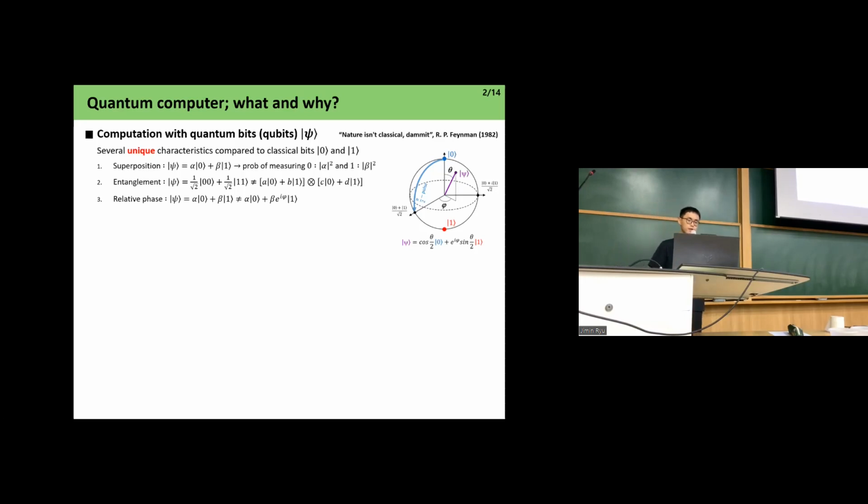The third characteristic is relative phase. If you change the phase of one of the amplitudes, for instance giving beta a complex phase, then even though the probability, the square of beta, is conserved, the qubit's characteristics are different. Even though the probability is the same, the qubit has different computational characteristics. You should keep that in mind. However, this is not very important in today's topic. What I'm going to talk about is a little bit different, but I'll keep going.